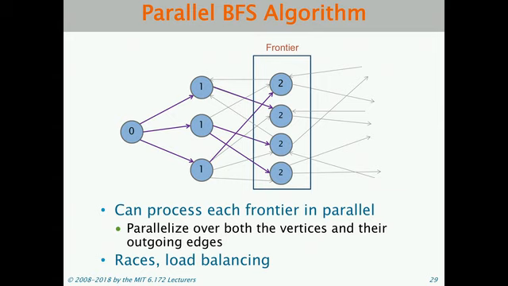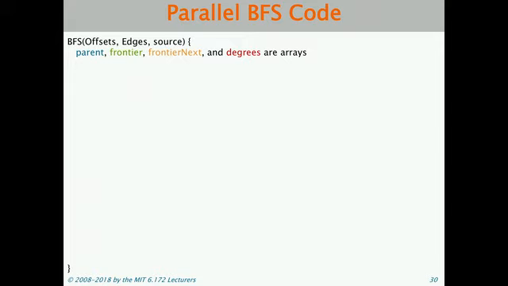And also, the amount of work on each frontier is changing throughout the course of the algorithm. So you have to be careful with load balancing because you have to make sure that the amount of work each processor has to do is about the same. If you use Cilk to implement this, then load balancing doesn't really become a problem. So any questions on the BFS algorithm before I go over the code?